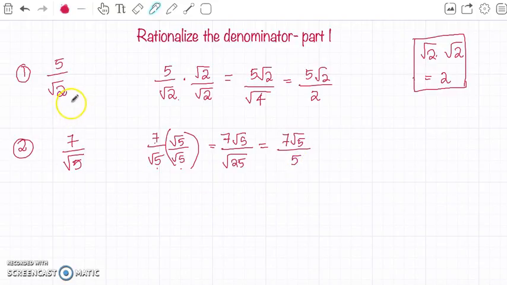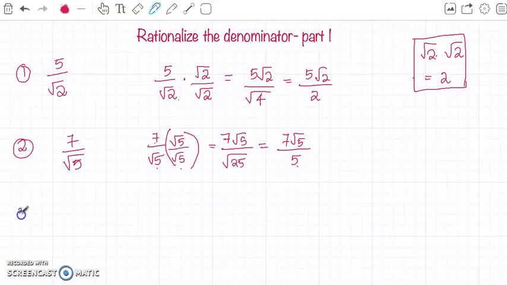So in both these examples, if you look, we changed the denominator, which was an irrational number, and we rationalized it. That means we made it a whole number in this case, and in this case also. So you do not have an irrational number in the denominator anymore.